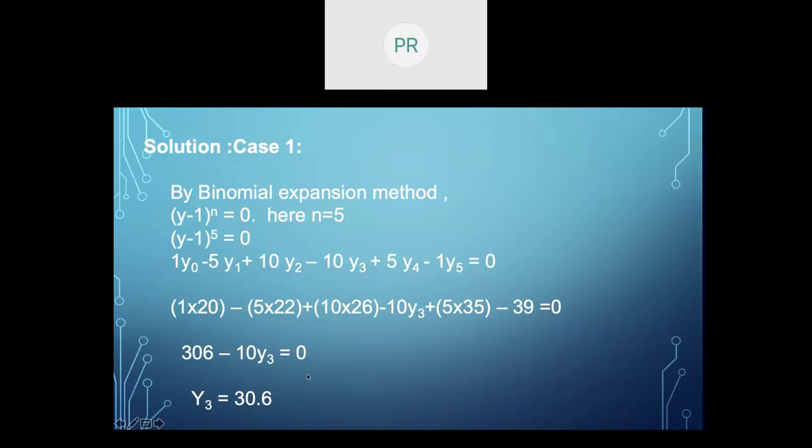The next step is simplification. Simplify all the values by just retaining minus 10 y3 and the answer we got is 306. Then let us get this minus 10y3 to RHS here. So this reduces to 10y3 equal to 306. So y3 is equal to 306 divided by 10. So when 306 is divided by 10, the obtained answer is 30.6.